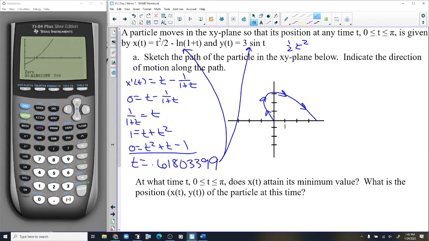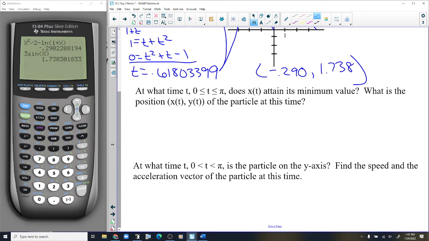But the good news is x is holding that value. So I can quit out of here, go x squared divided by 2 minus natural log of 1 plus x. So the point is negative 0.290, and now I just need 3 sine of x, and we got it, 1.738. There's the point.